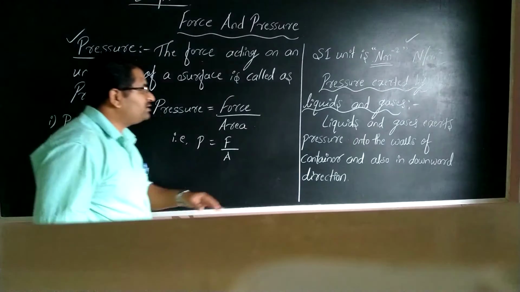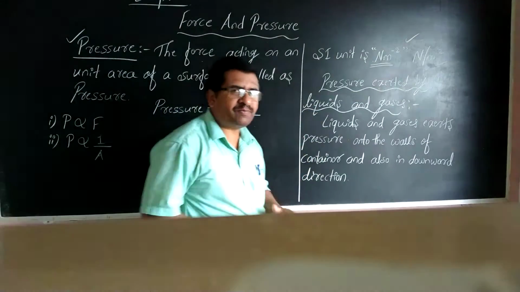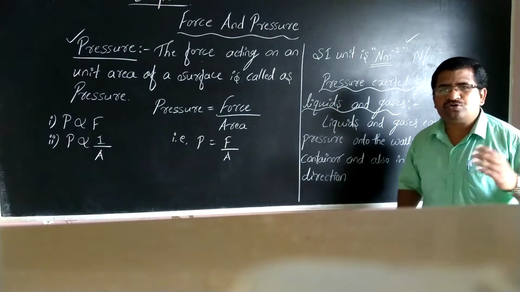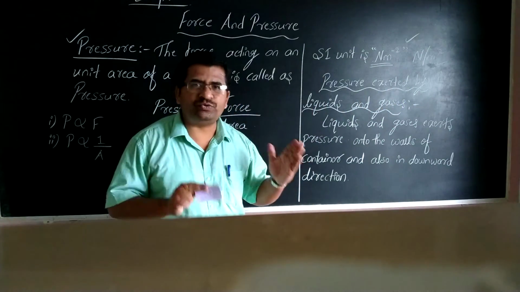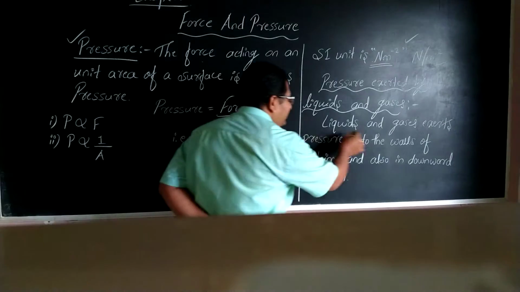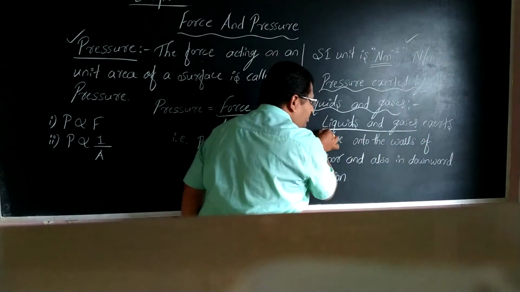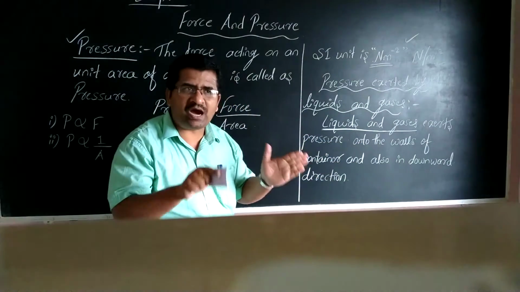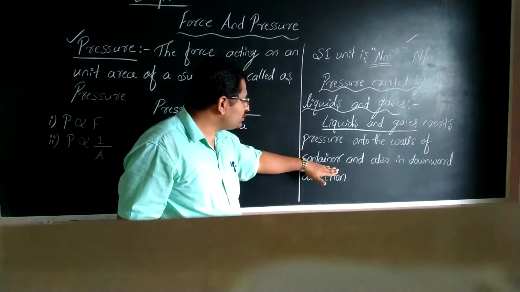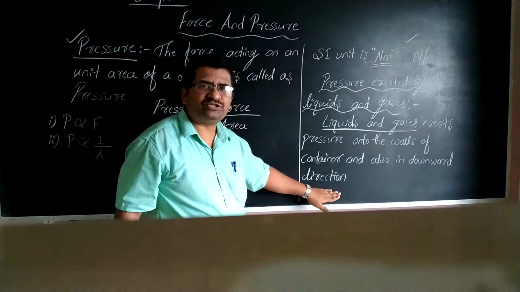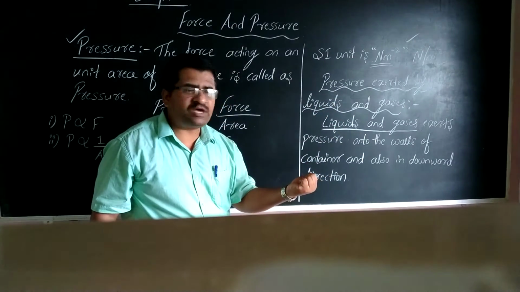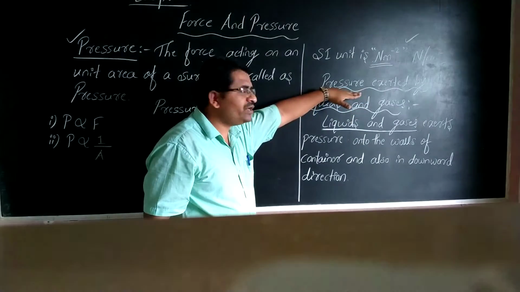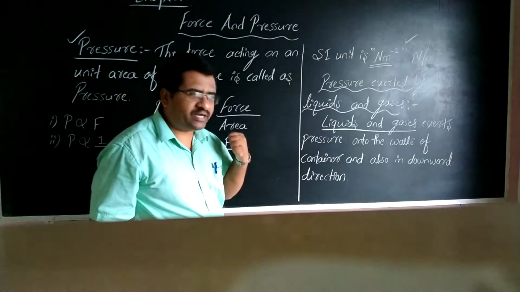Next it is said that not only solids exert pressure, but liquids and gases also exert pressure onto the surface area in contact with them. Liquids and gases, together called fluids, exert pressure onto the walls of the container in which they are filled, and also in the downward direction, because of the gravitational force of the earth. So this is how liquids and gases also exert pressure onto the walls of containers.